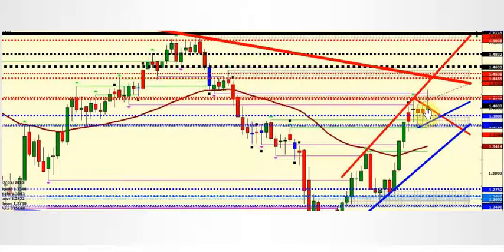Now, if price on this last candle continues up, moves to this zone, then we will see a 3-to-1 ratio. But at this point, we do not have that. So this zone is only good for day traders.